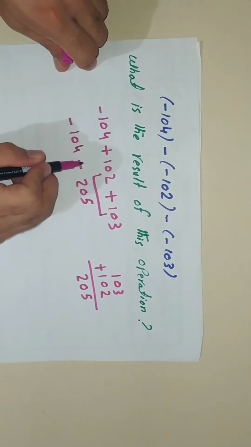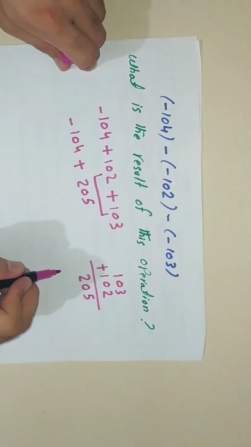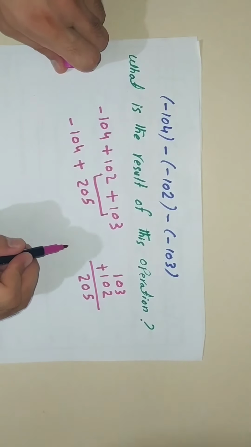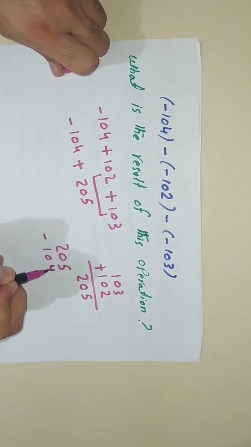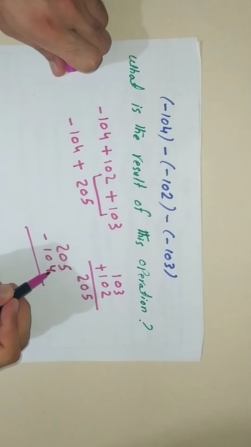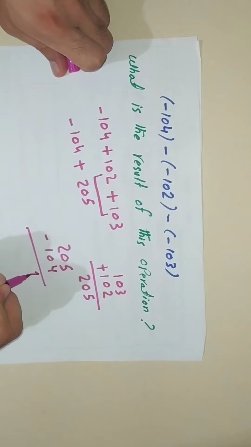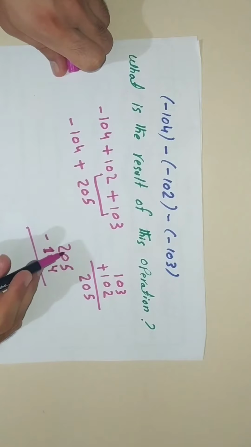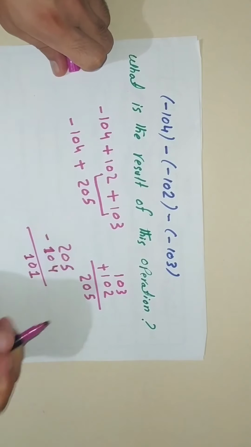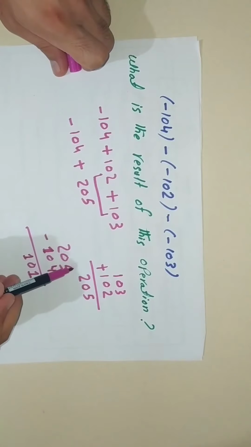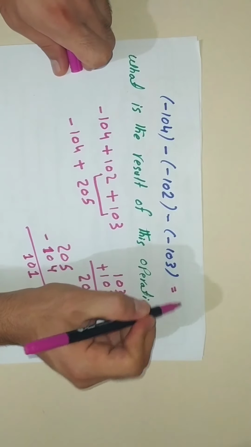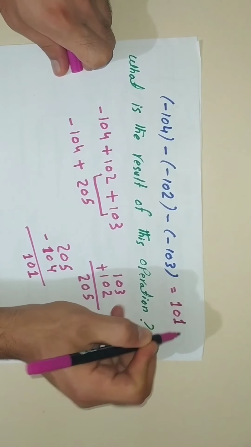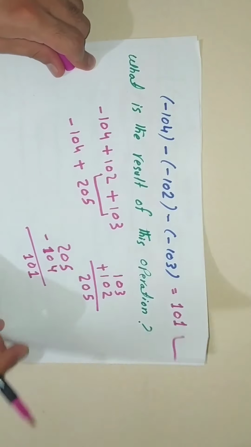Minus 104 plus 205. So now I have to subtract 104 from 205. If I subtract 4 from 5, then it will be 1, and 0, 0, and if I subtract 1 from 2, the answer is 1. I will put the sign of the greater number. 205 is greater and it is positive, so 101. The result of this operation is 101, and it is positive.